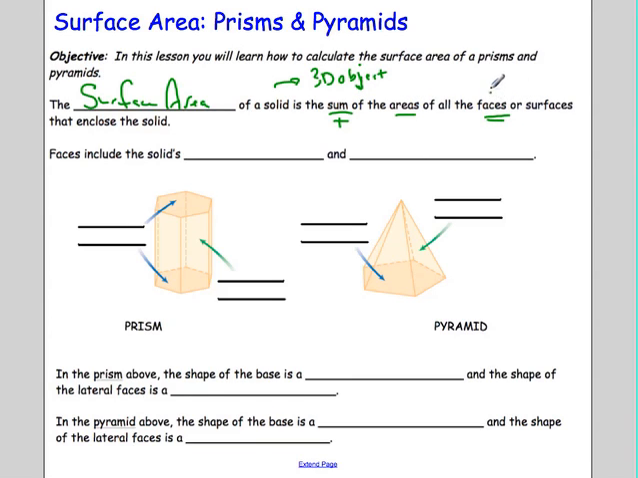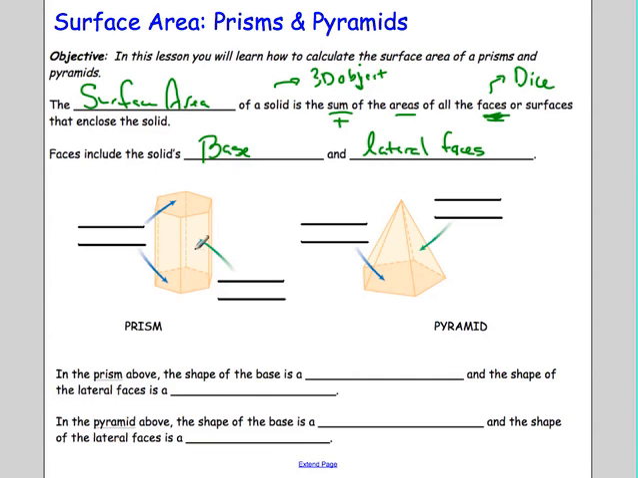When I think of a face, I think of dice. When you think of dice, you think of this cube that has 6 different sides, numbered 1, 2, 3, 4, 5, 6. Each of those mathematically are called faces. There are 6 faces to 1 die, or 12 faces when you deal with 2 dice. These are the surfaces that enclose the solid. So the faces include both the base and the lateral faces. These are some interesting terms here: bases and lateral faces.